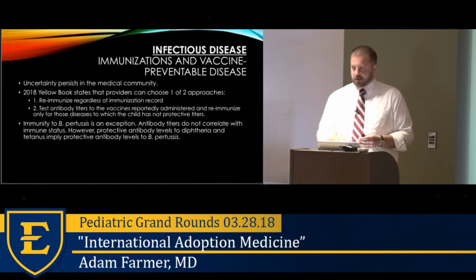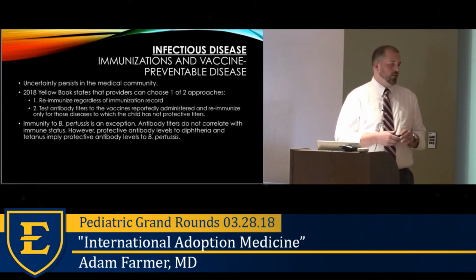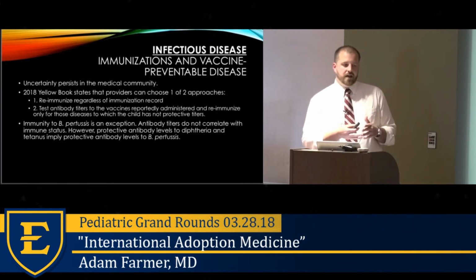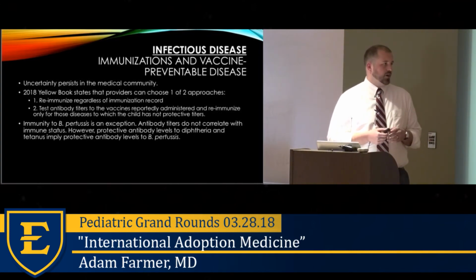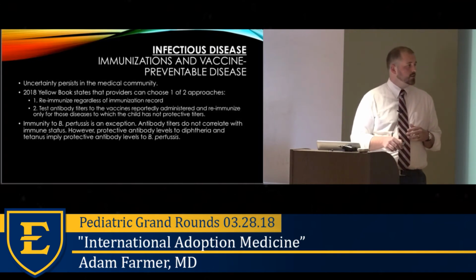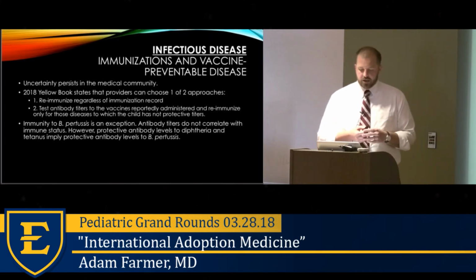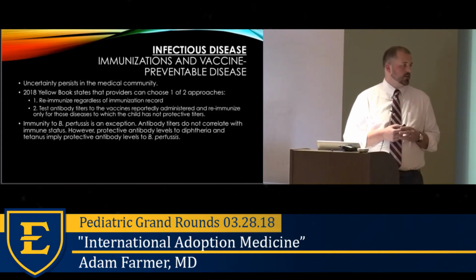This obviously still makes a lot of pediatricians nervous. There's still a lot of uncertainty. While a lot of the recommendations are moving in that direction, there hasn't been an official recommendation by the AAP. The Yellow Book kind of splits the uprights here and says you can basically do two things. You can re-immunize regardless of the immunization record, or you can test for antibody titers and re-immunize for those diseases that the child does not have protective titers against.